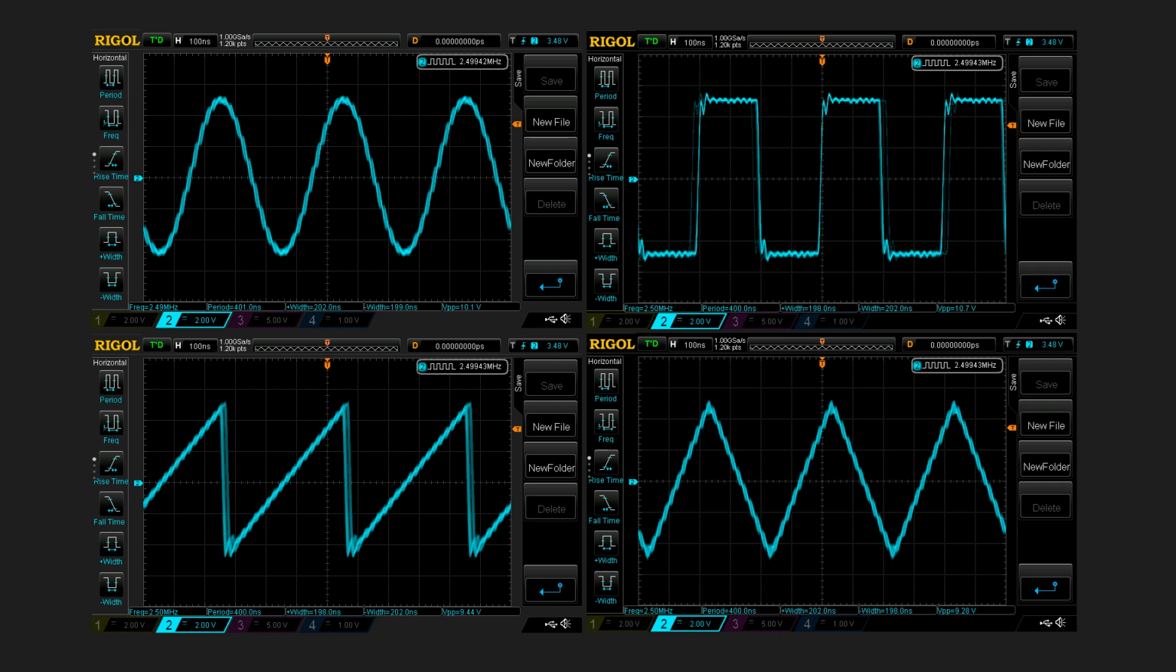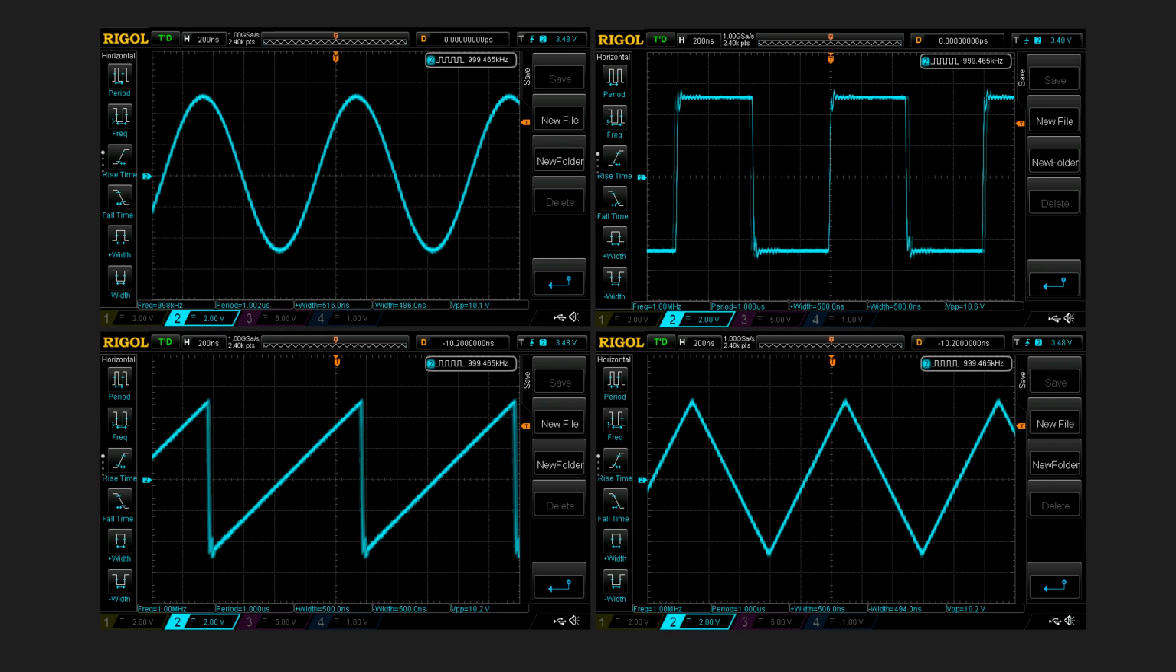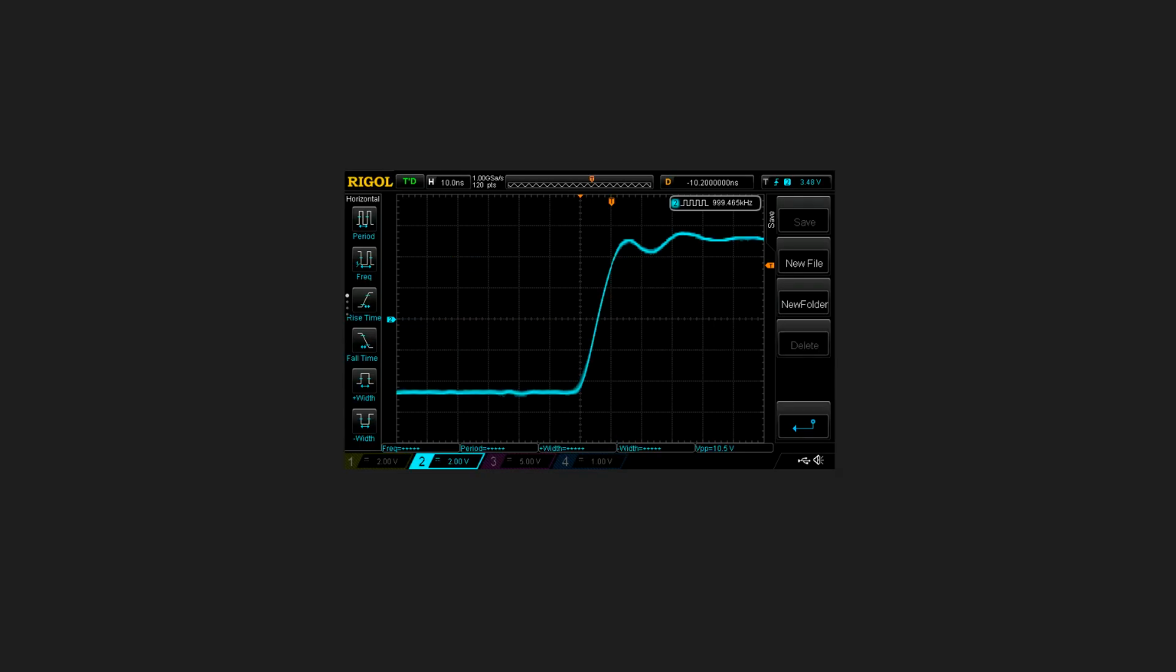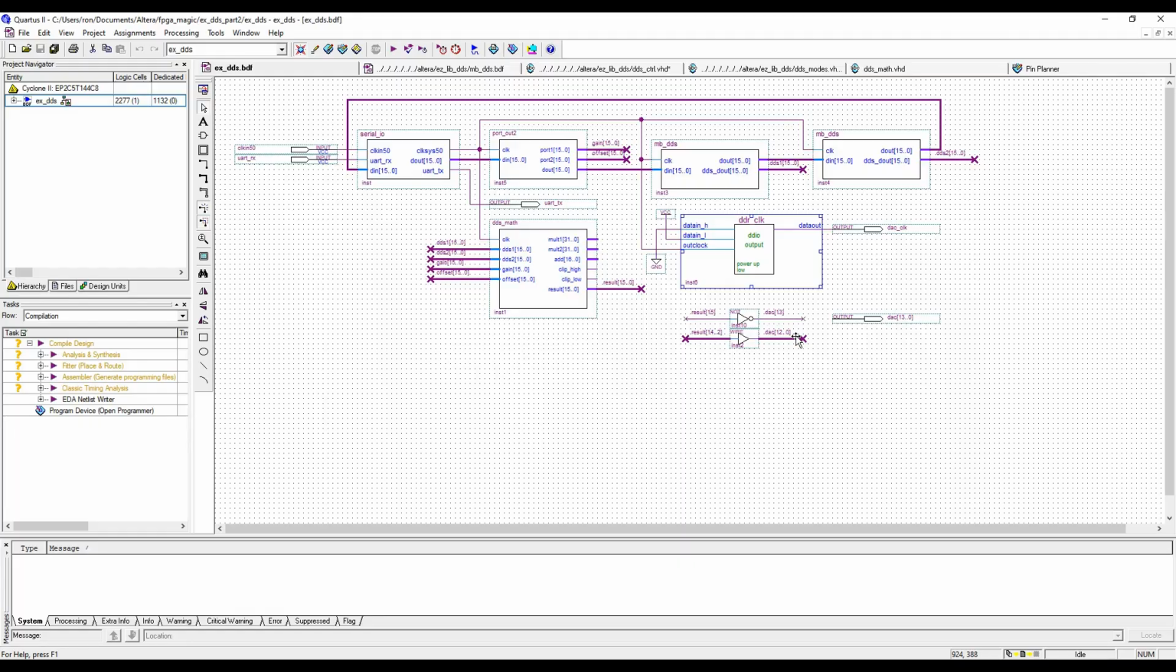Here are a couple scope pictures at 2.5 megahertz, 1 megahertz, and the rise time of the op-amp is about 15 nanoseconds. There's an opportunity for improvement, but this is an FPGA demonstration.